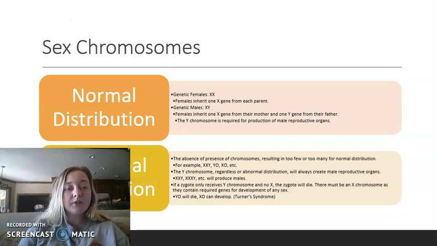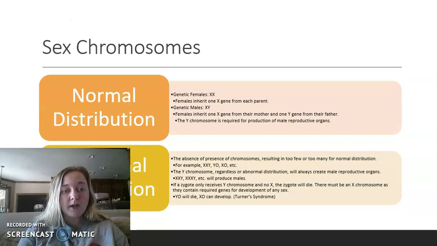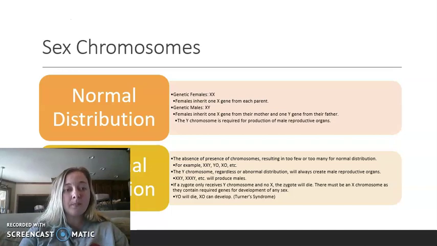However, an abnormal distribution of these genes can take place. This is simply when there is an absence or extra addition of chromosomes, resulting in too few or too many for normal distribution. Examples of this could be XXY, YO, XO, etc. These occurrences result in genetic disorders and/or diseases.